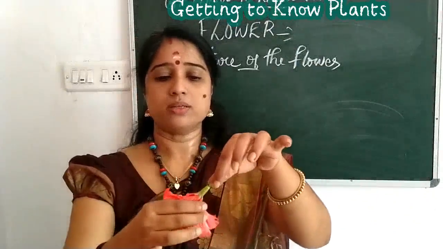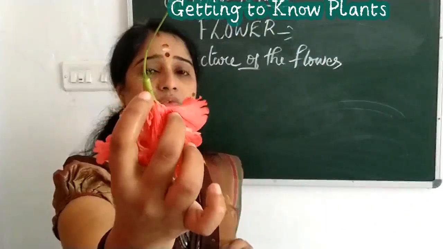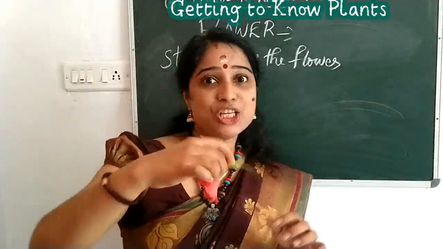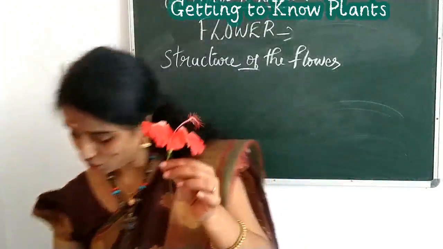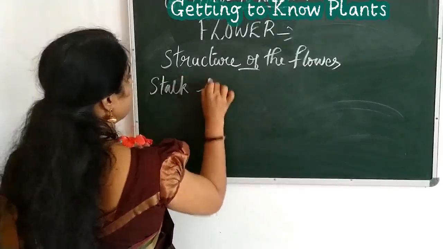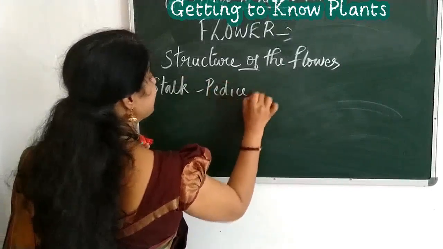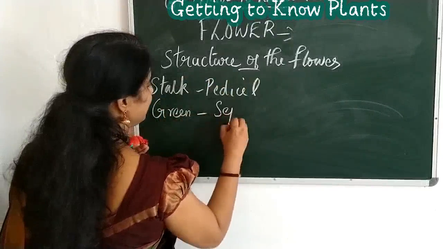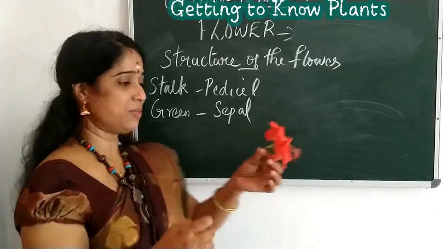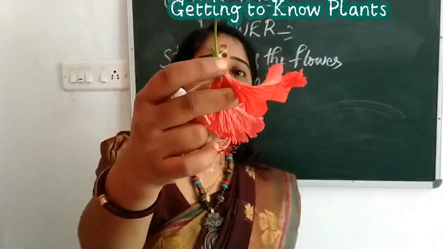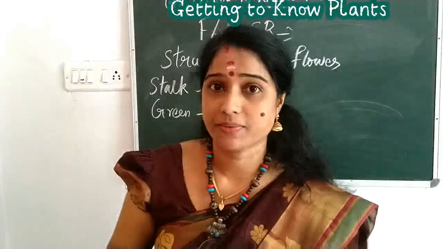Then observe this part. Which color is this? Green color. And that part is known as the stalk of the flower. It is known as the pedicel. Green part, it is known as the sepal. This green part, not this one. This is the pedicel. This green part, it is known as the sepal.